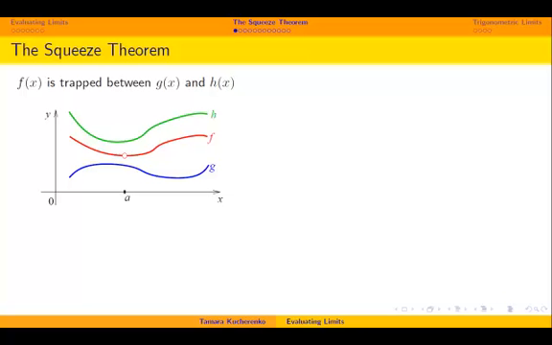This means that the graph of f(x) lies between the graphs of g(x) and h(x), with g(x) as the lower and h(x) as the upper functions. Algebraically, we write g(x) is less than or equal to f(x), which is less than or equal to h(x) for all x near a.